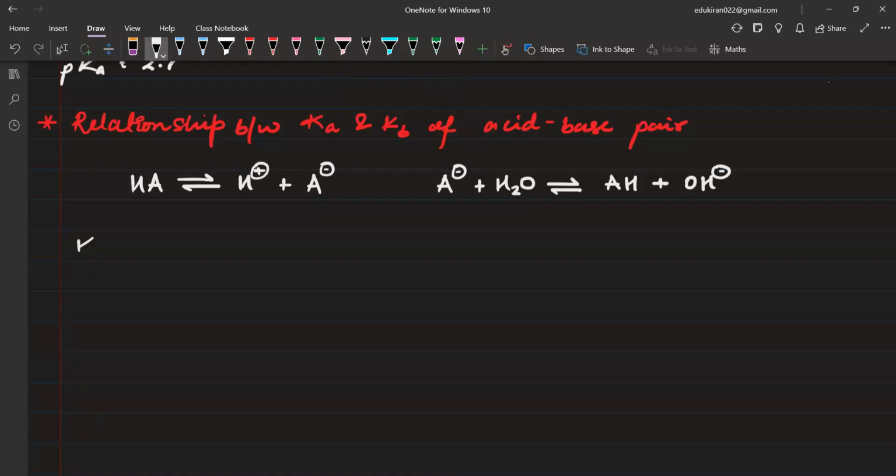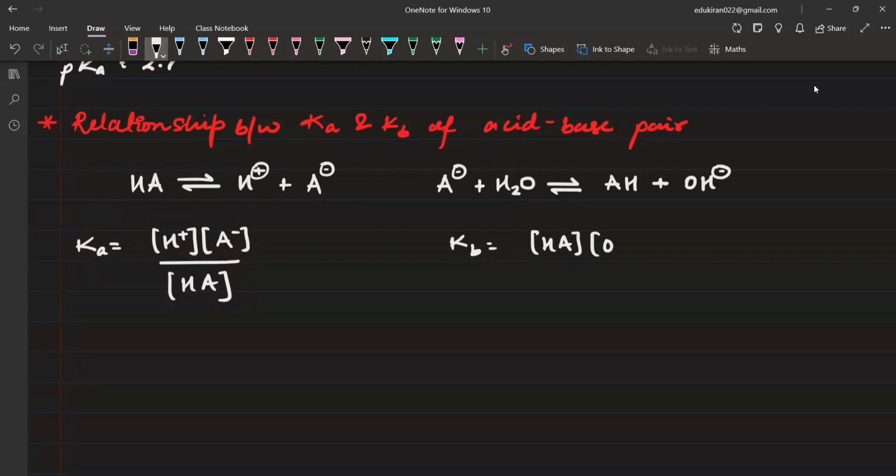For this reaction I can write that Ka is equal to the concentration of H positive multiplied by the concentration of A negative divided by the concentration of HA. For this, I can write Kb is equal to the concentration of HA multiplied by the concentration of OH negative divided by the concentration of A negative only, because water is a liquid and for pure liquids we do not take concentration.